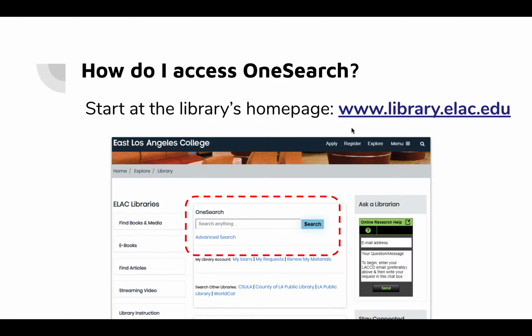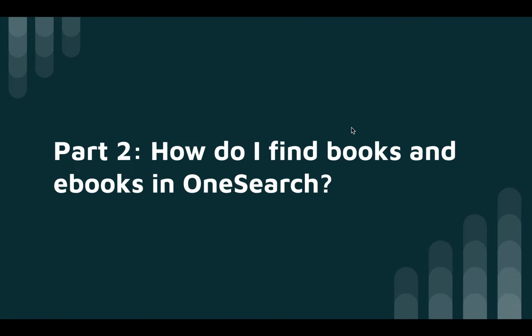To get to ELAC Library's OneSearch tool, you'll have to start at our library's homepage, library.elac.edu. You'll see our OneSearch box in the middle of our homepage. Let's watch a short video on how to find books and ebooks in OneSearch.